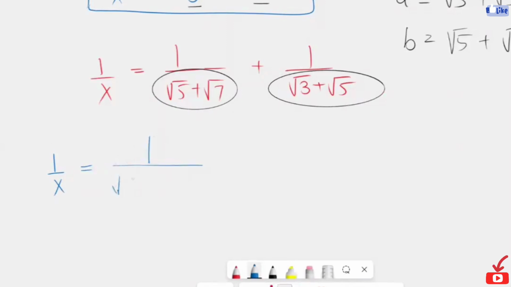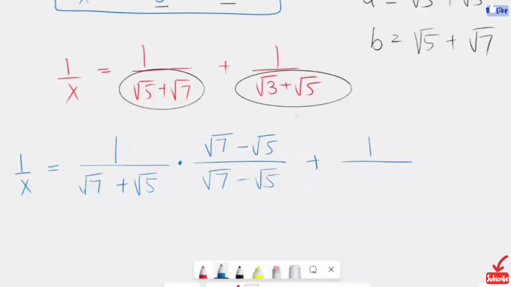So here I am going to write this in this form: root 7 plus root 5. I am going to rearrange it because when I change the sign, the negative sign will appear on the greater one, which I don't want. So I'll rearrange it right here. So it will turn to root 7 minus root 5 over root 7 minus root 5. Plus, same here, I am going to rearrange this also.